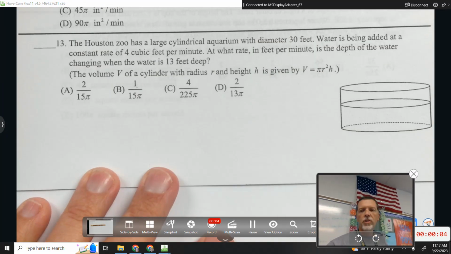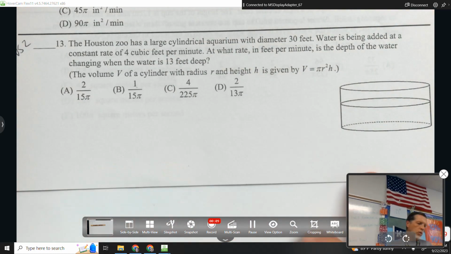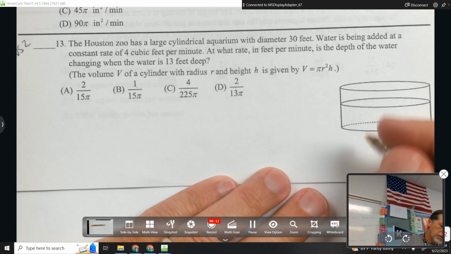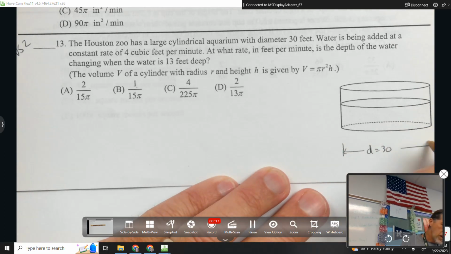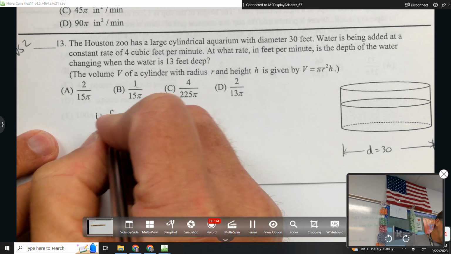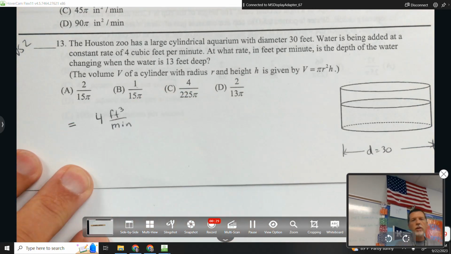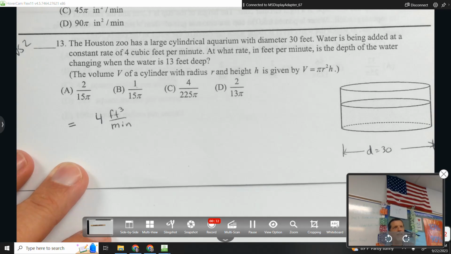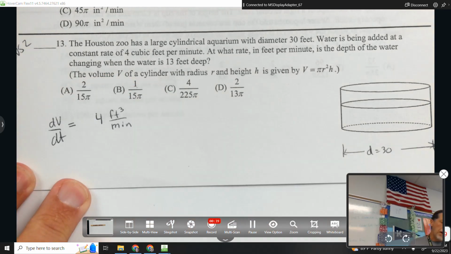Alright, so worksheet 2, number 13. The Houston Zoo has a large cylindrical aquarium with a diameter of 30 feet. Water is being added at a constant rate of 4 cubic feet per minute. So what is equal to 4 feet cubed per minute? What variable is that? dV over dt. Good, dV dt. That is the rate of change of volume with respect to time.